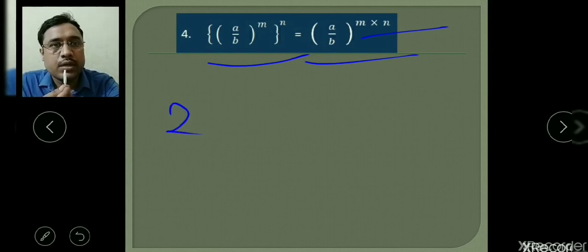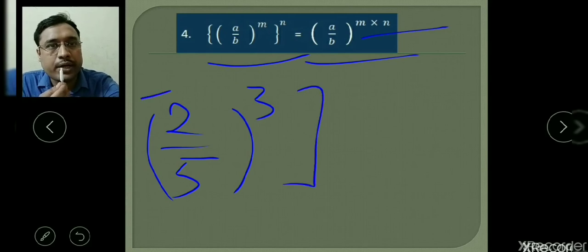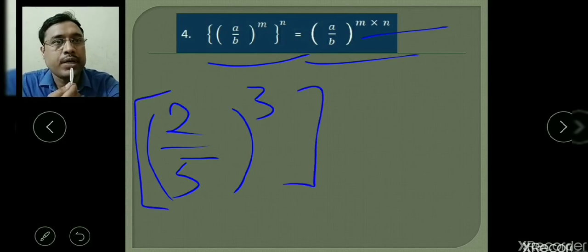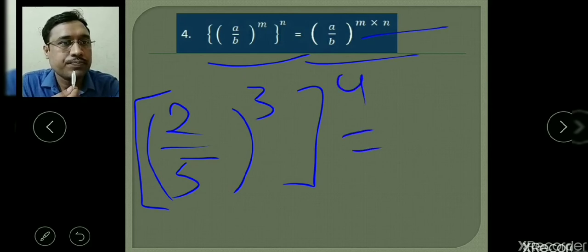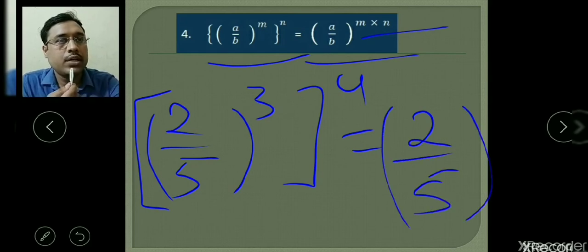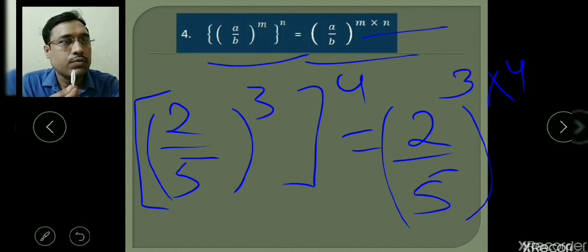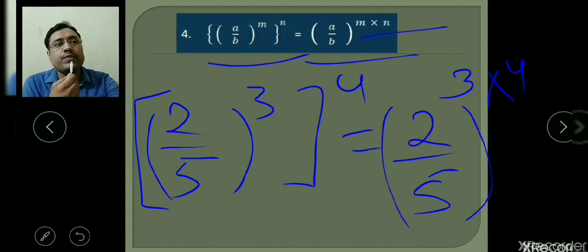For example, if you write 2 by 5 to the power 3, and if I give here one more larger bracket, and above that power I am giving, suppose, 4, then what result will you get? 2 by 5 to the power 3 into 4. These 3 and 4 will multiply. 3 into 4 means 2 by 5 raised to the power 12. Okay, 2 by 5 raised to the power 12. Okay students, so this formula you will learn.